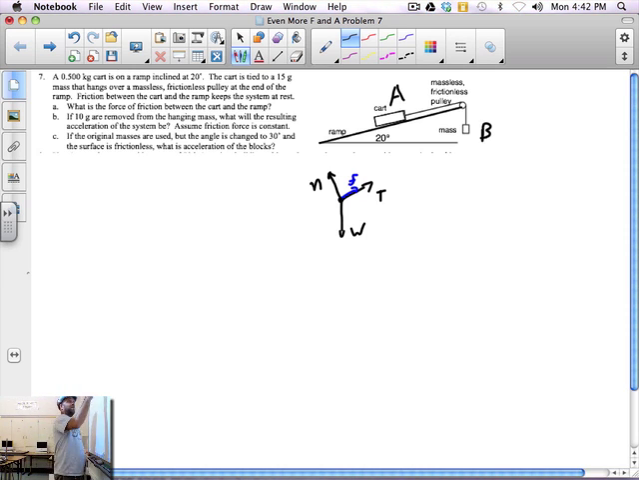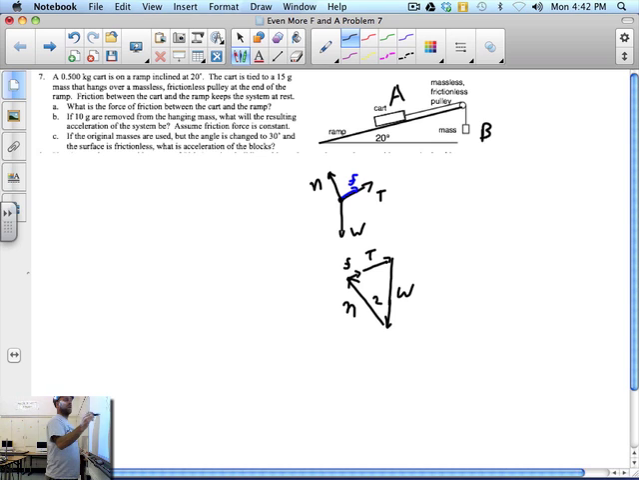So these vectors need to add to 0. So I'll go ahead and add these vectors up. Friction, tension, weight going down, and weight must add to normal. So normal, weight, tension, friction, right? And that's a 20-degree angle because my normal force has to be tilted the same amount that my ramp is tilted.